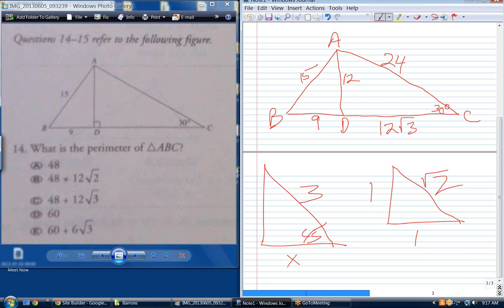Oh, root 3. I saw 3. Square root of 2. Okay. What's the first step we're going to do in solving that? Find out the similarity ratio. What's the similarity ratio? How much bigger is each side of this triangle compared to our unit triangle?